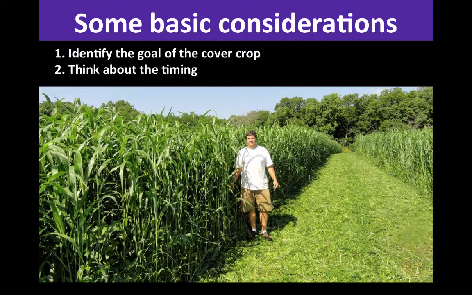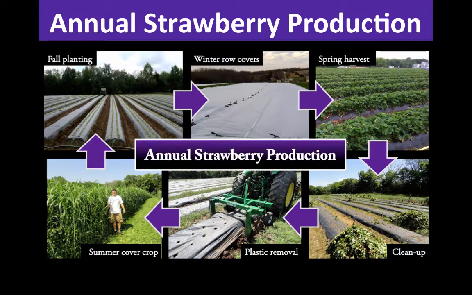One of the most important considerations for utilizing cover crops is the timing of your cash crops and when the off-season is so that you can integrate cover crops into your overall production plan. So in this case, Jerry is growing annual strawberries. Strawberries are planted in the fall, grown through the winter, harvested in the spring, and then the field is actually cleaned out during the late spring, and a cover crop is planted in the summer. So you can see in the lower left-hand corner how that summer cover crop integrates into his overall production system.